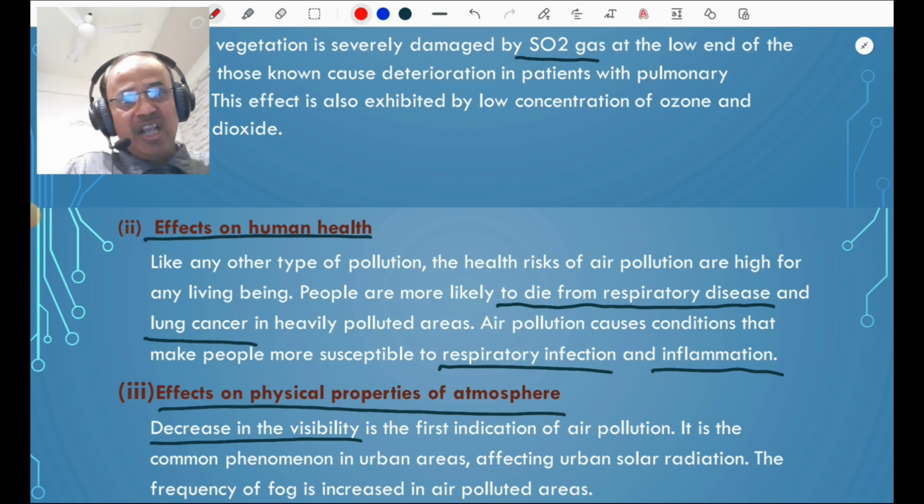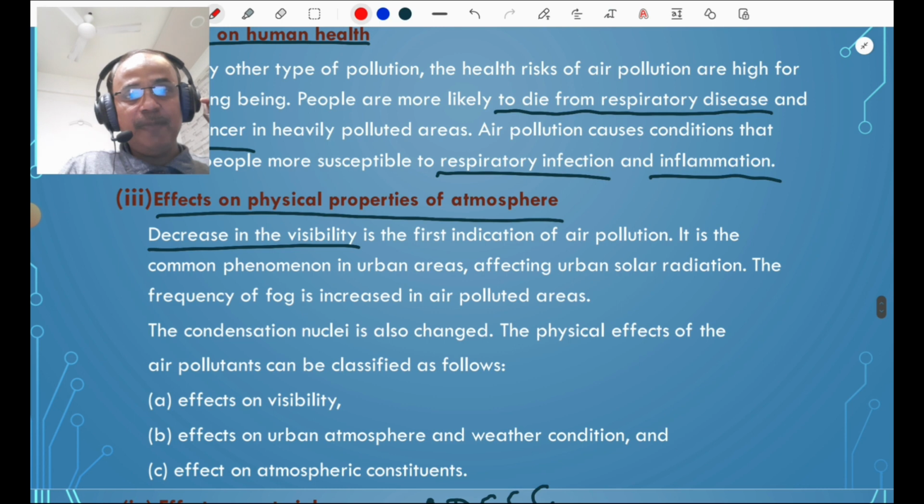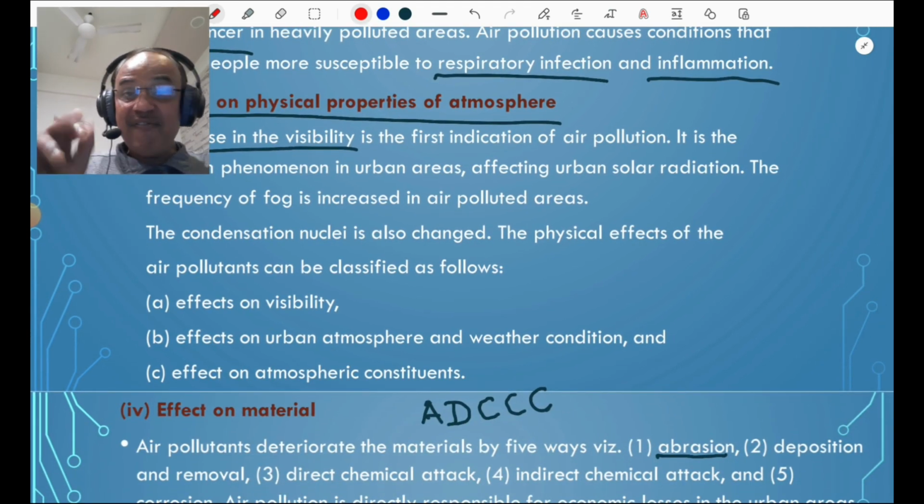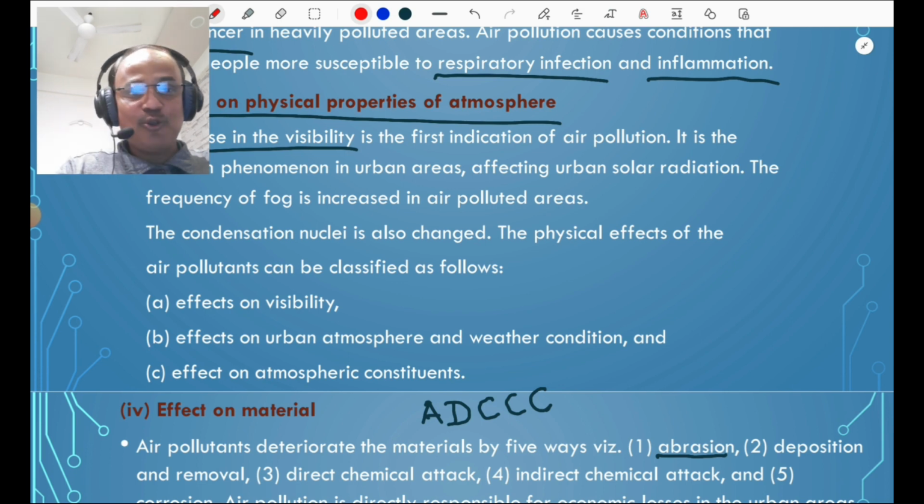That is also important. Effect on the physical properties of the atmosphere. Decrease in visibility is the first indication of air pollution, which is observed in metro cities such as Delhi and Mumbai. It is a common phenomenon in urban areas, affecting urban solar radiation. The frequency of fog is increased in air polluted areas. The condensation nuclei is also changed. The physical effect of air pollution can be classified as follows: effect on visibility, effect on the urban atmosphere and weather conditions, and effect on atmospheric constituents also.